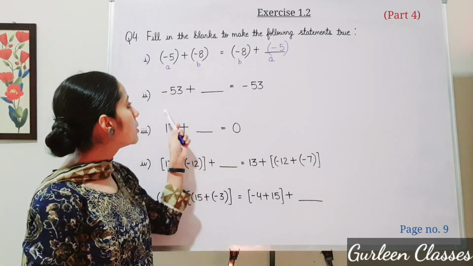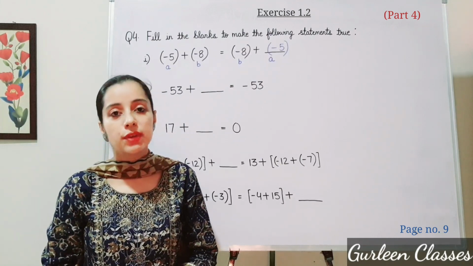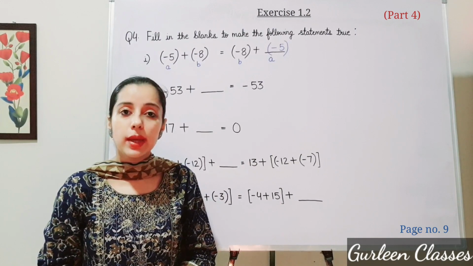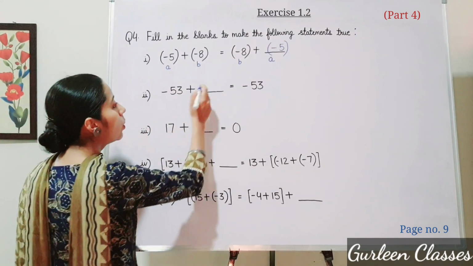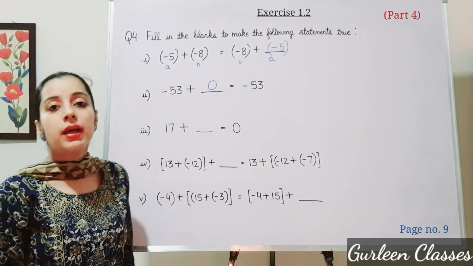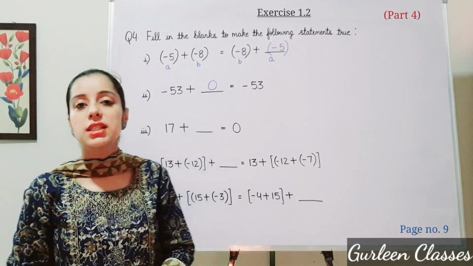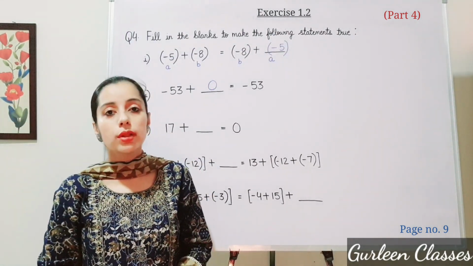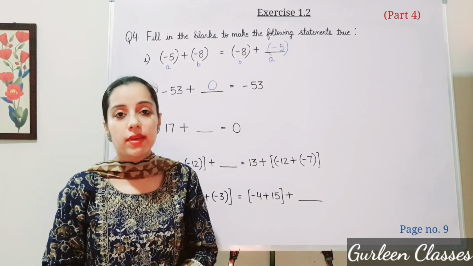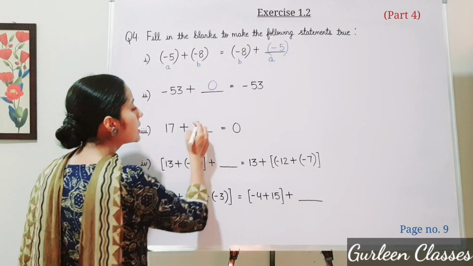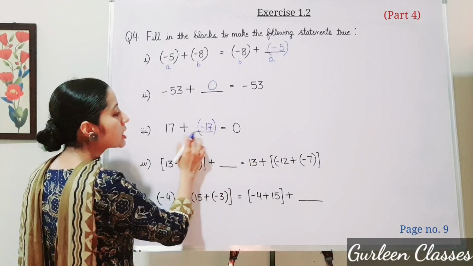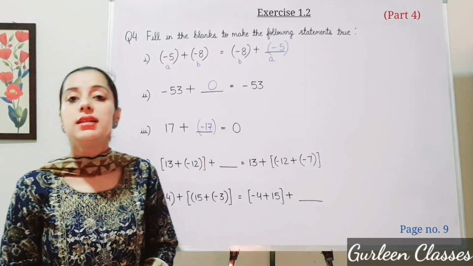Next part, -53 plus dash is equal to -53. Any integer added to 0, the answer will remain the same. If I add 0 to -53, the answer is -53. Third part, 17 plus dash is equal to 0. So here we will follow the rule of additive inverse. I told you, if we take plus 17 and add it with -17, the sum will be 0. 17 minus 17, 0.